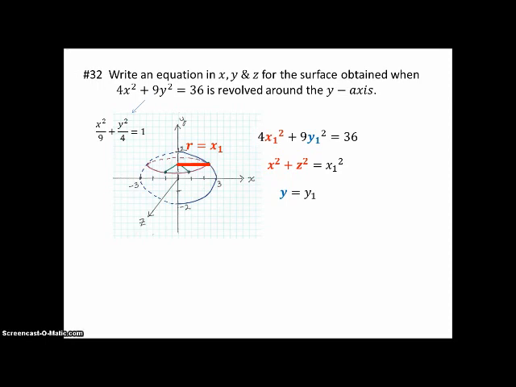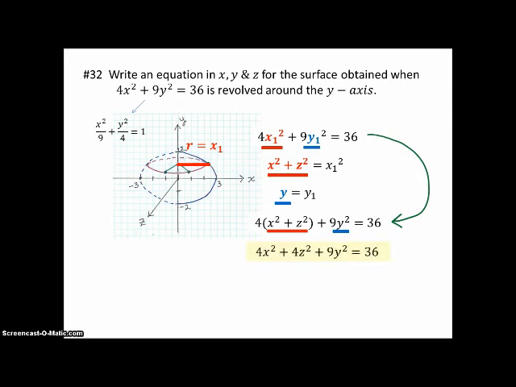Now we're going to color code these letters, because x1 squared is equal to x squared plus z squared, so they're both red, and y and y1 are equal, so I've got them in blue. And we're going to take the x squared plus z squared and substitute it for x1 squared, and we're going to take y and substitute it for y1 in that original equation. So what we get is 4 times x squared plus z squared plus 9 times y squared. And then we can simplify that, and if you like, bring the 36 to the other side.